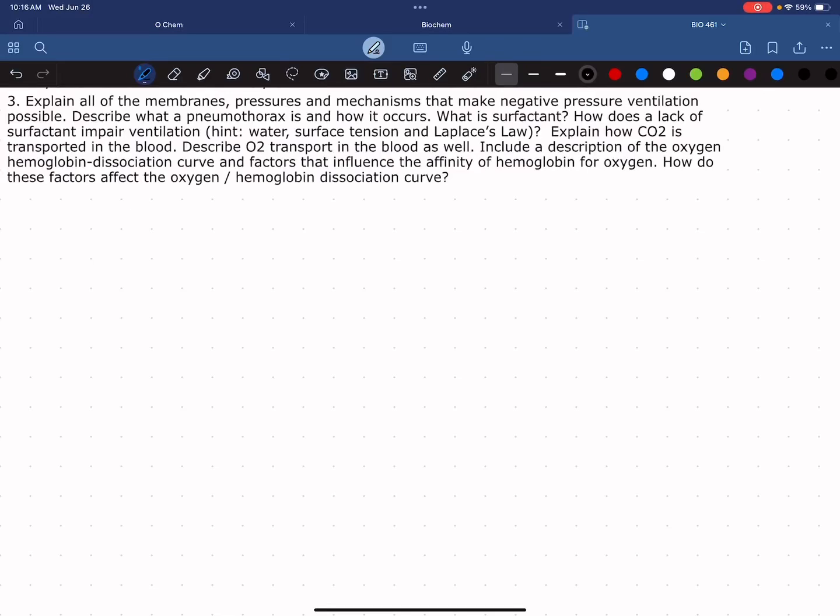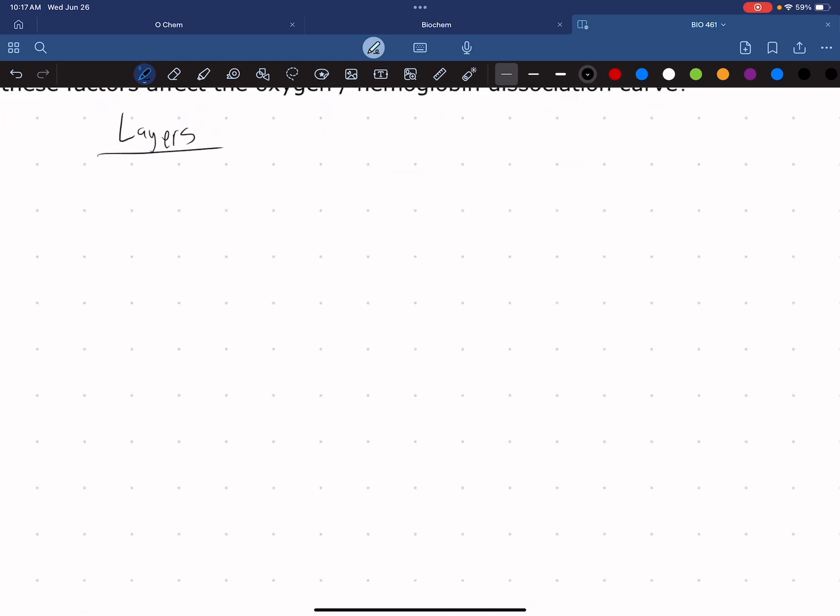Okay, so question number 3 is starting off with talking about the membranes, pressures, and mechanisms that make up negative pressure ventilation. And so we'll go ahead and talk about the layers of the membrane first, and there are 6 layers.